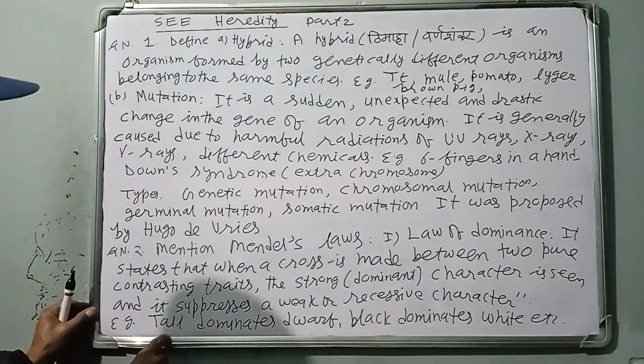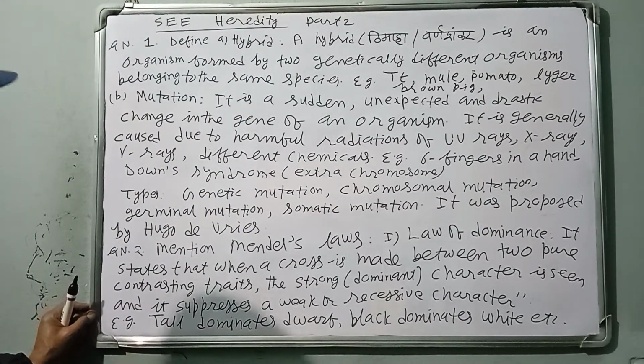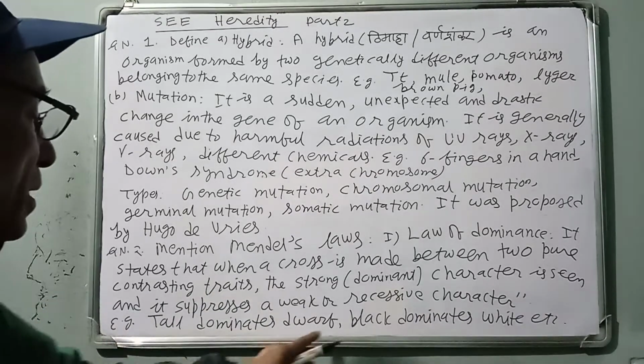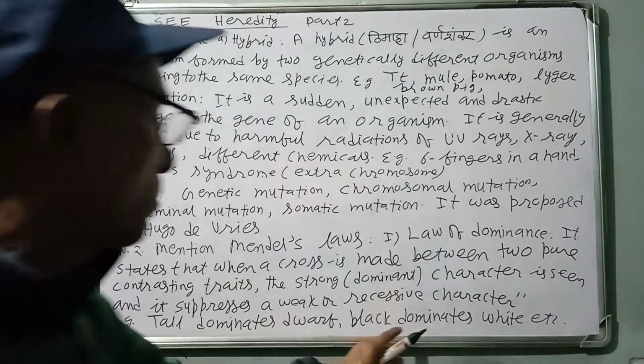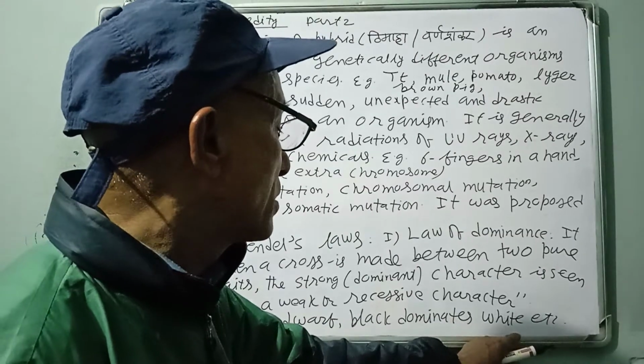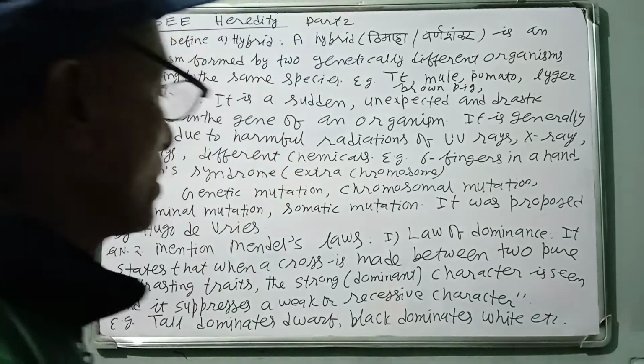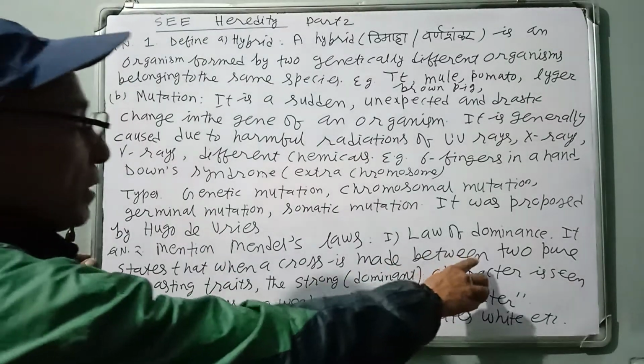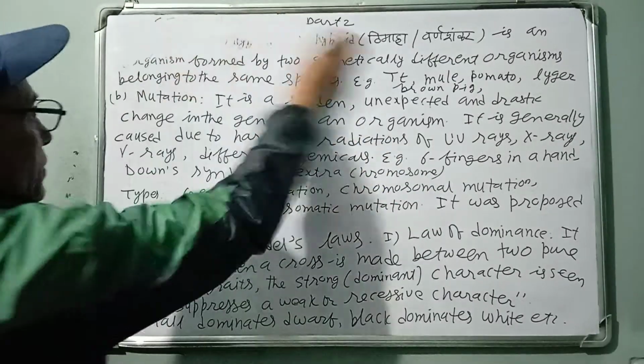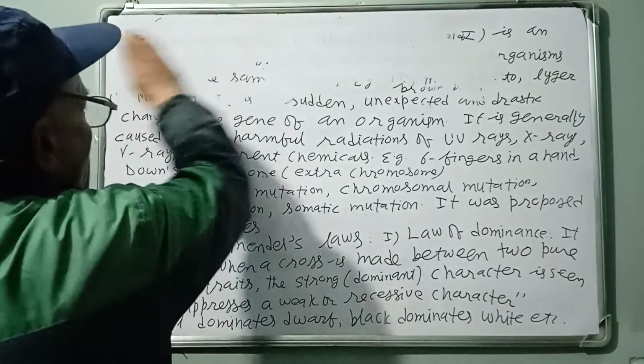For example, tall dominates dwarf, black dominates white, and red flower dominates white flower, etc. Law of dominance.